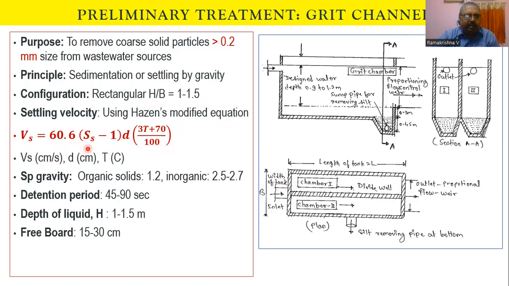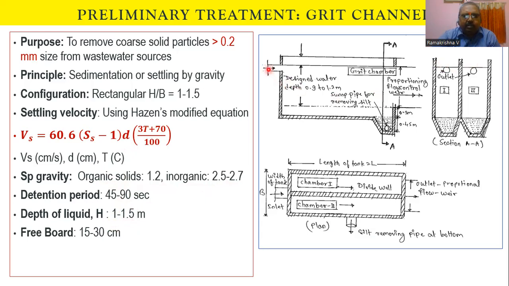Here Ss is the specific gravity of the particles. For organic solids it is around 1.2, and for inorganic solids between 2.5 and 2.7. T is the temperature of the wastewater, and d is the diameter of the particles. The detention period we keep in this grit channel is around 45 to 90 seconds. Usually, we adopt 60 seconds, or 1 minute, of detention. The depth of the liquid is around 1 to 1.5 meters, and the free board we keep is 15 to 30 centimeters.